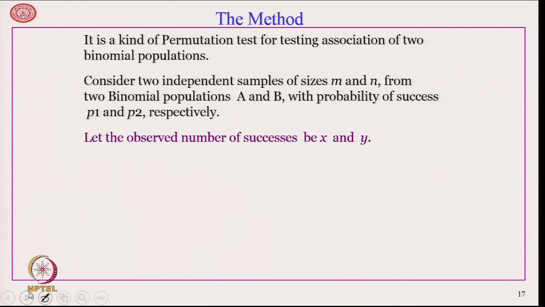So, consider two independent samples of sizes m and n from two binomial populations A and B with probabilities of success being P1 and P2 respectively. They need not be equal, whether we can guess it or not. If we guess, then we will give equal values to both of them, but whether we could guess the actual probabilities or not, that is the question. Let the observed number of successes be x and y.